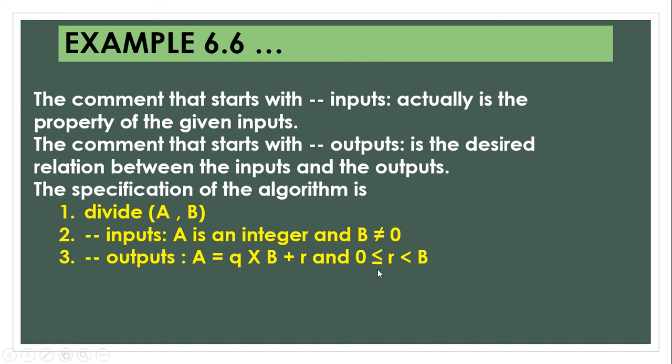Okay. Then the property of R is that it should be greater than or equal to 0 and lesser than B. So this is the specification. We have to mention the name. In the second statement we have to mention the property of input variables. In the third statement we have to mention the property of the output variable and the relationship between input and output.